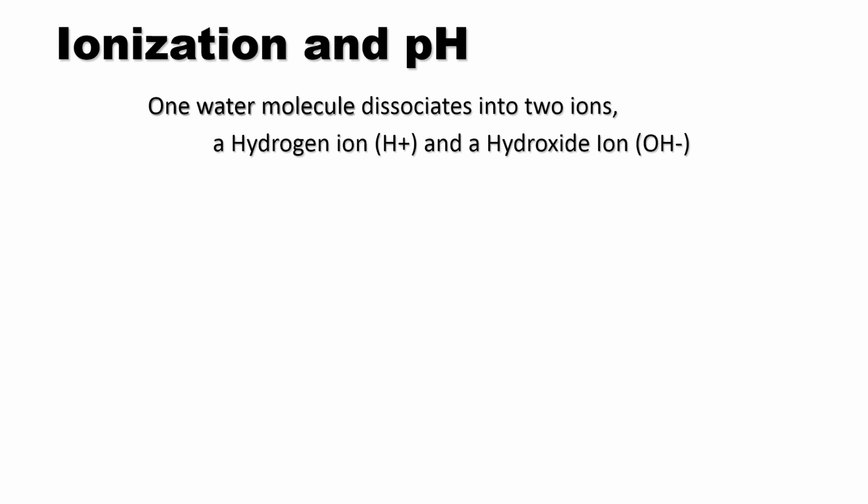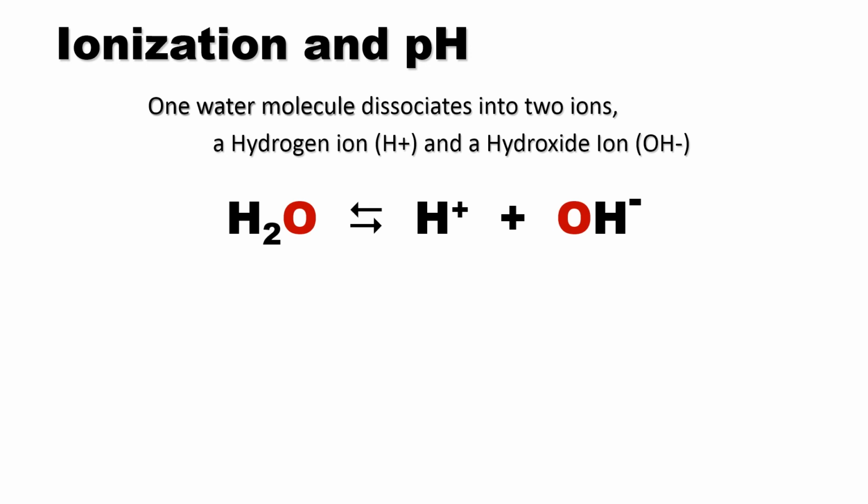Lastly, what we should discuss as something that happens with water is ionization, and that's its influence on pH. Ionization is when a molecule breaks up into ions, and water can break apart, even though it's a covalently bonded molecule. It can break apart or dissociate into two ions. Those ions are a positively charged hydrogen ion and a negatively charged hydroxide ion.